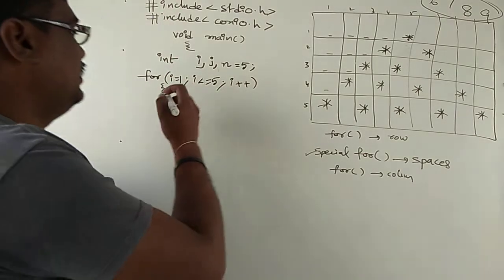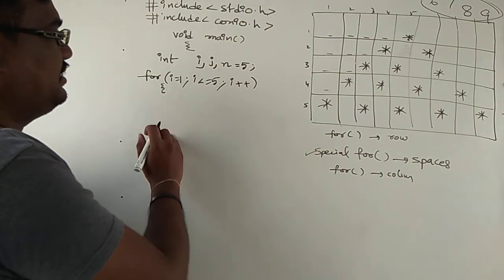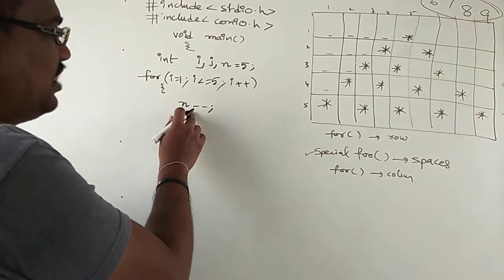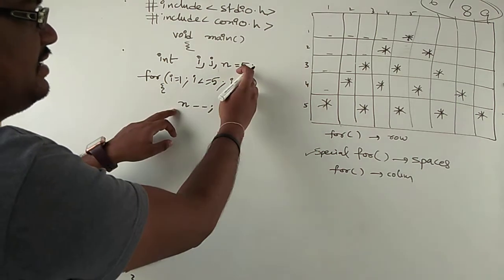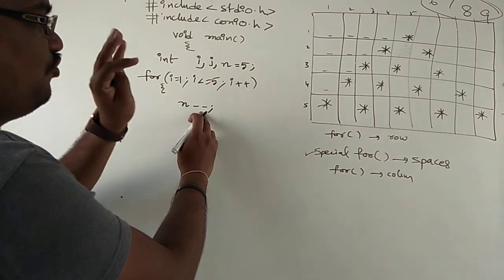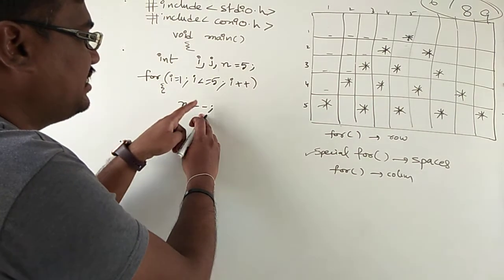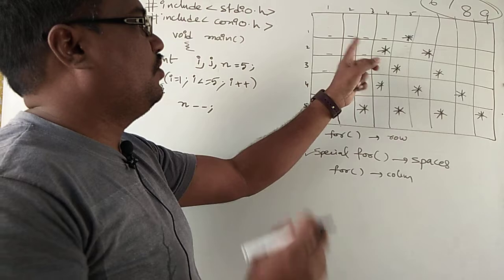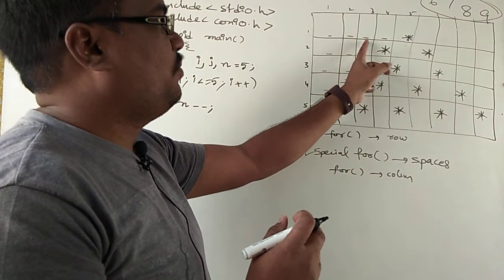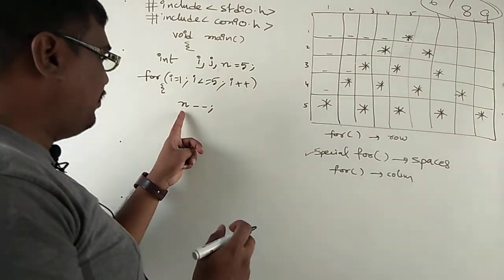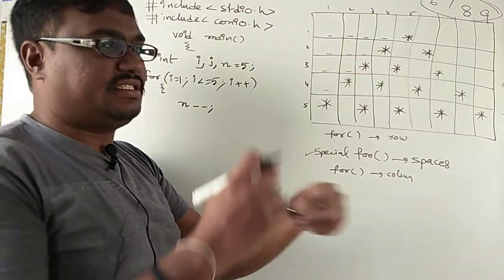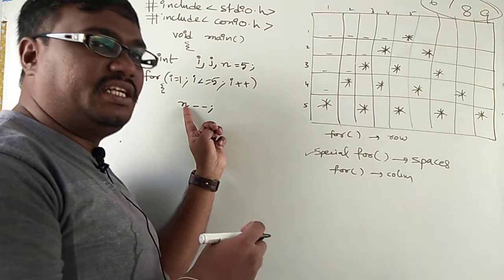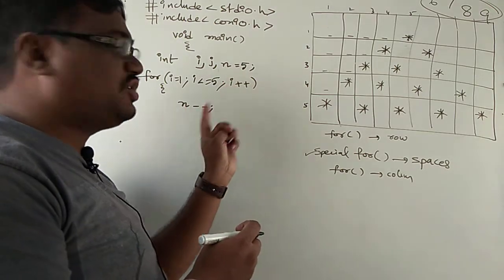Next, inside the outer for loop, before writing the inner loops, I am decreasing the value by 1, n minus minus. n contains the value 5, minus minus means 4. Why am I decreasing the value by 1? Please watch. In the first row, how many spaces do I want to place? 4 spaces. With the help of this variable, I place the 4 spaces, which means I repeat the loop 4 times based upon n. n minus minus means 5 becomes 4.